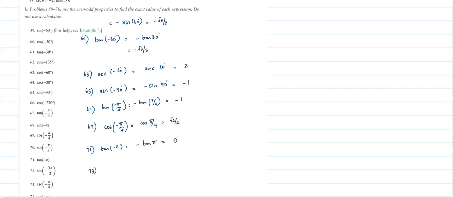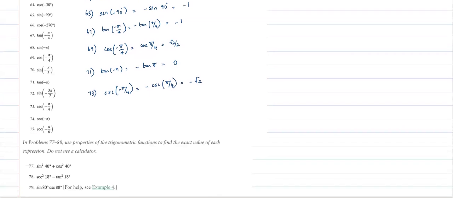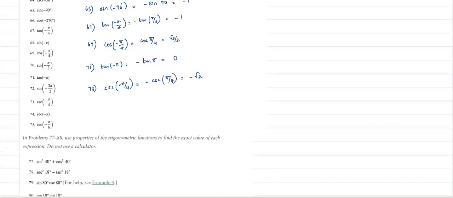73. Cosecant negative pi over 4. Cosecant is an odd function. Negative cosecant pi over 4. So cosecant pi over 4 is root 2. So this is negative root 2. Secant negative pi over 6 is the same as secant pi over 6. And secant pi over 6 is root 2 over root 3 or 2 root 3 over 3.